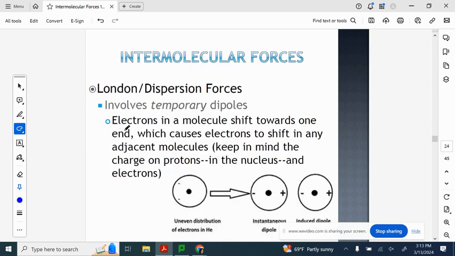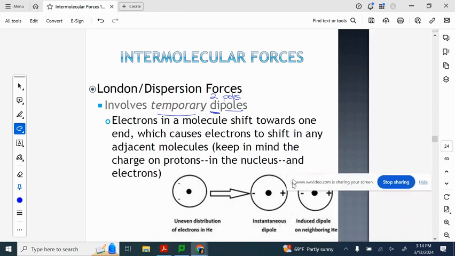All right, so London dispersion forces are going to be temporary dipoles. So let's dissect that word. What does di mean? Two. So we are going to have two poles here. And these poles are going to be a negative pole and a positive pole. But they're temporary, which means that they don't stay there long.